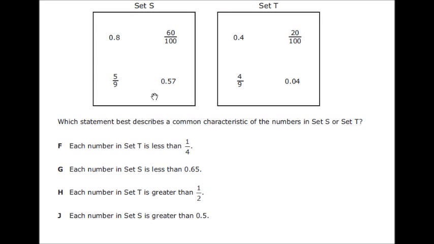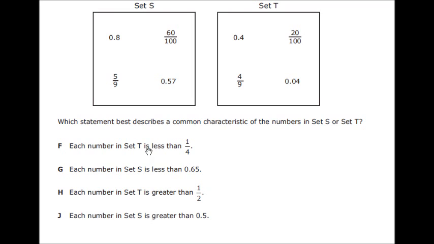All right, so in this one it says the numbers in each set shown below have a common characteristic, and it gives here some information in set S, some different numbers. We got some fractions, we got some decimals, and in set T there's some. So which statement best describes a common characteristic of the numbers in set S or T? So we can go through each one of these and either prove or disprove each statement.